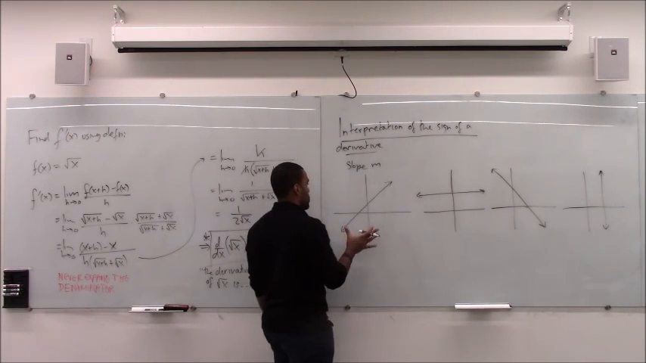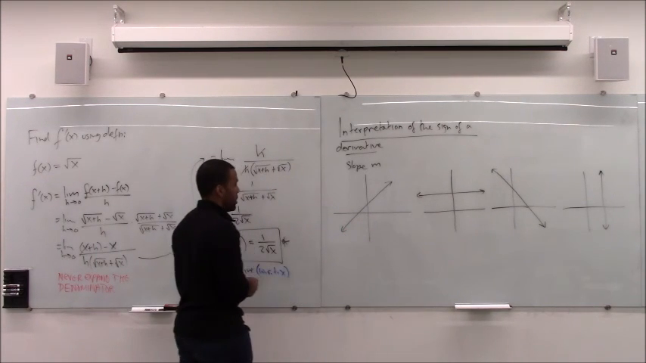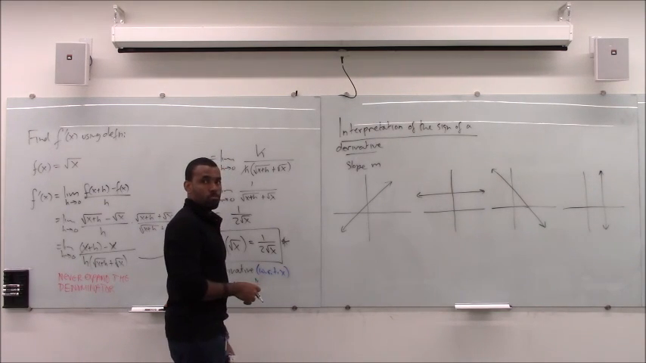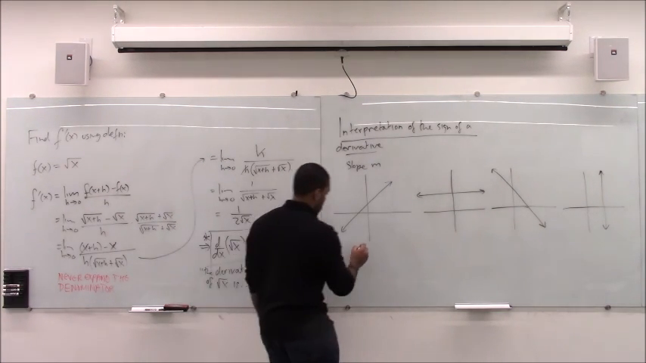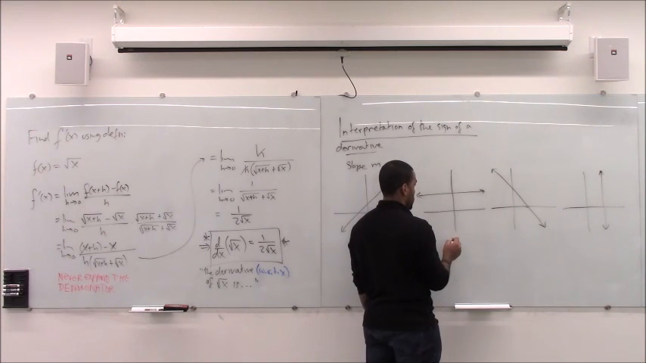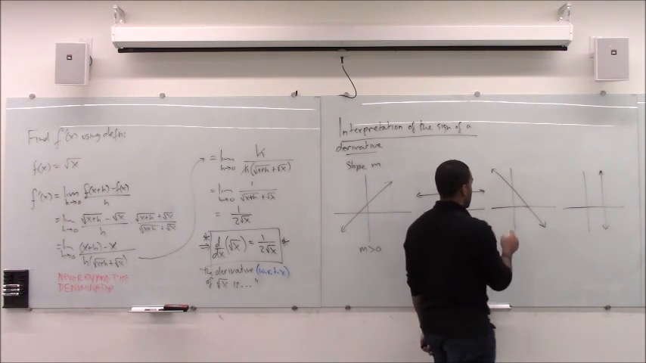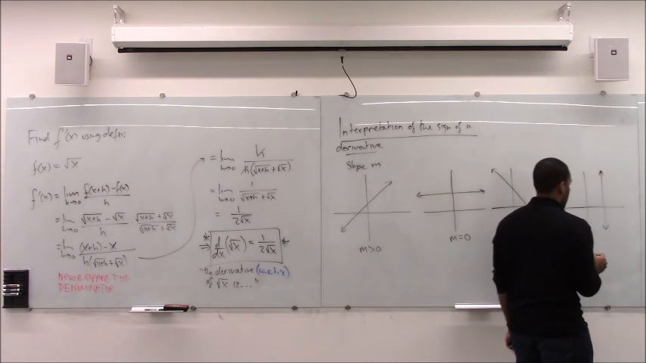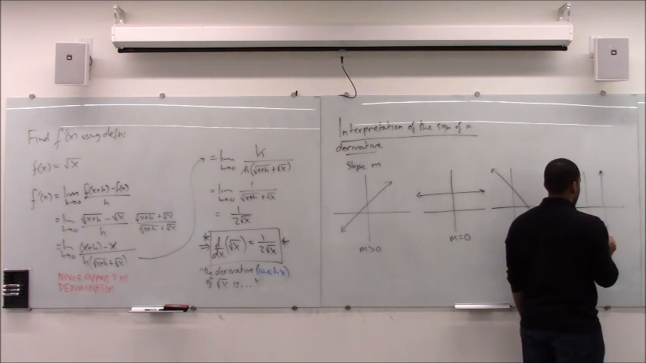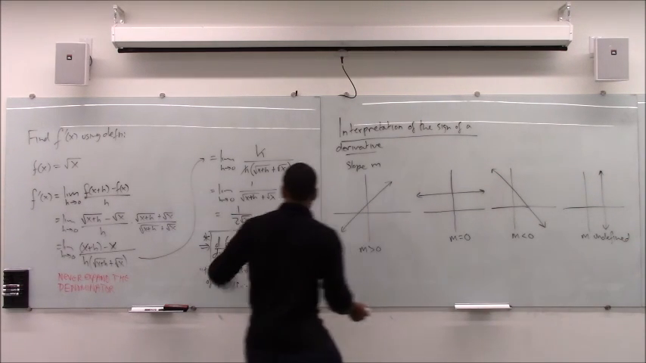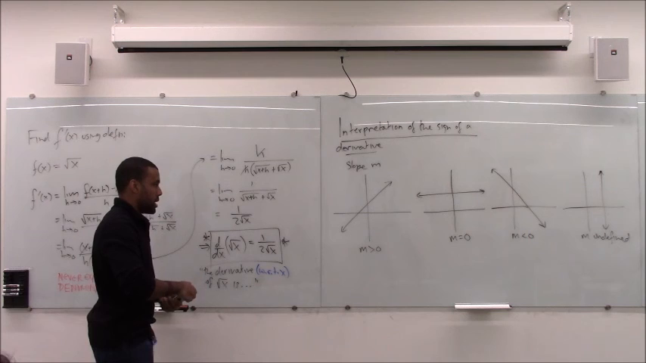How would you describe the slope here in terms of the sign? Positive. So here, m is positive. Here, it's 0. Here, negative. Here, undefined. Now, of course, remember, derivative is a synonym for slope. It actually means exactly the same thing.